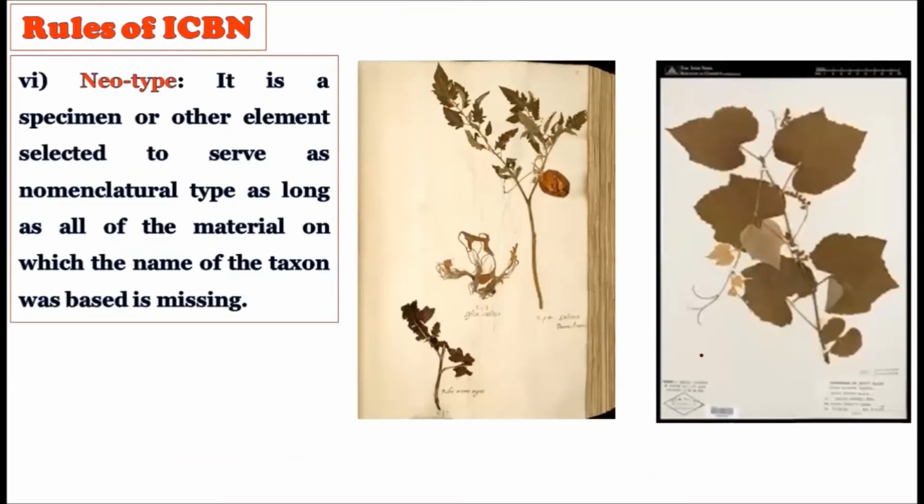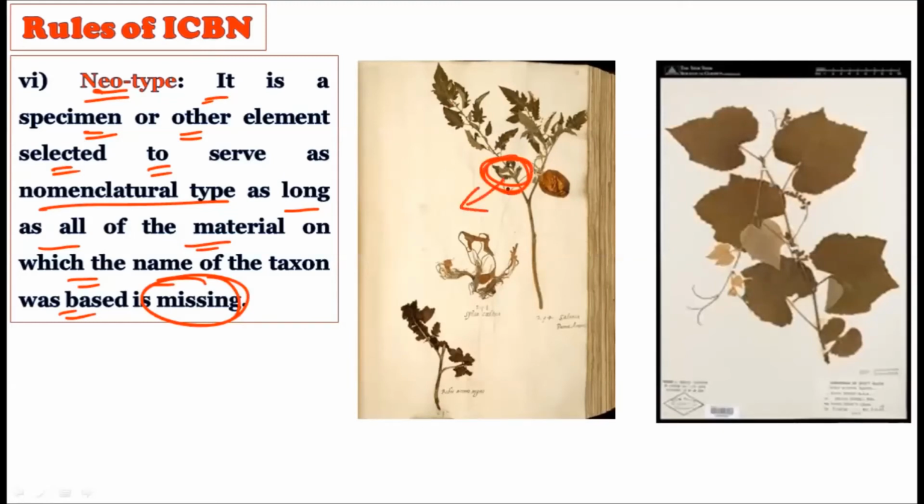Right? See, the next one is the neotype. Now, what is the neotype? It is the specimen or other element selected to serve as the nomenclatural type as long as the material on which the name of the taxon was based is missing. For example, you are using one material to name a plant, the name is based on this particular material, and if this material is missing, then other plant material can be used to name the plant. In such a case we call that material a neotype.